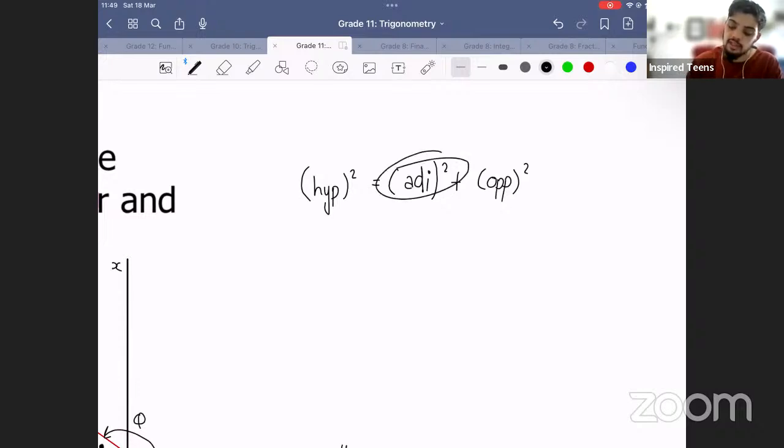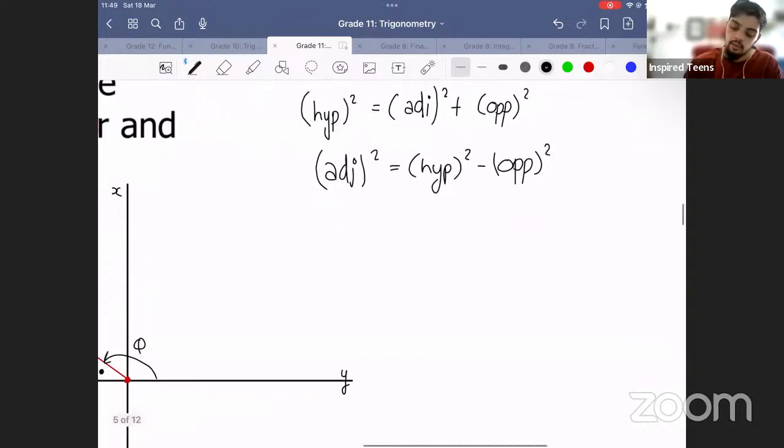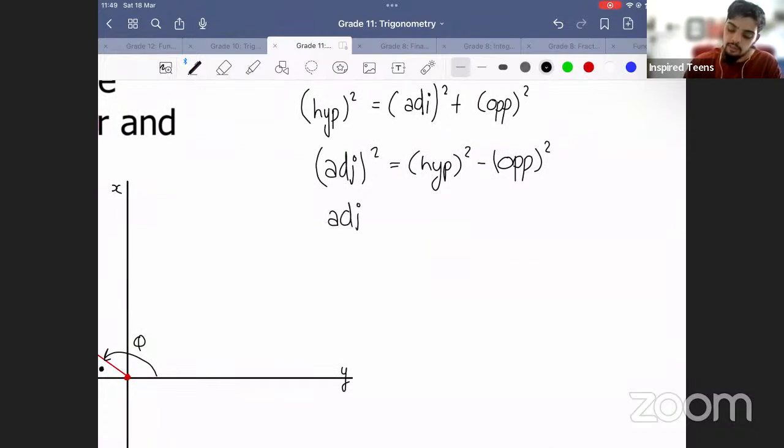We want to leave the adjacent alone. In order to leave the adjacent alone, we basically take the opposite over to the other side and subtract it. So that's exactly what we're going to do. Minus the opposite squared. Then we can square root it even. So adjacent, and I'm going to substitute values now.